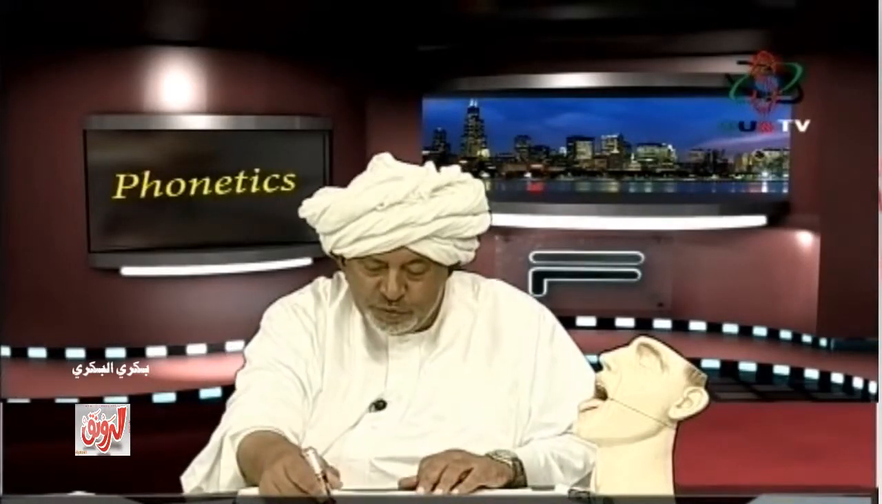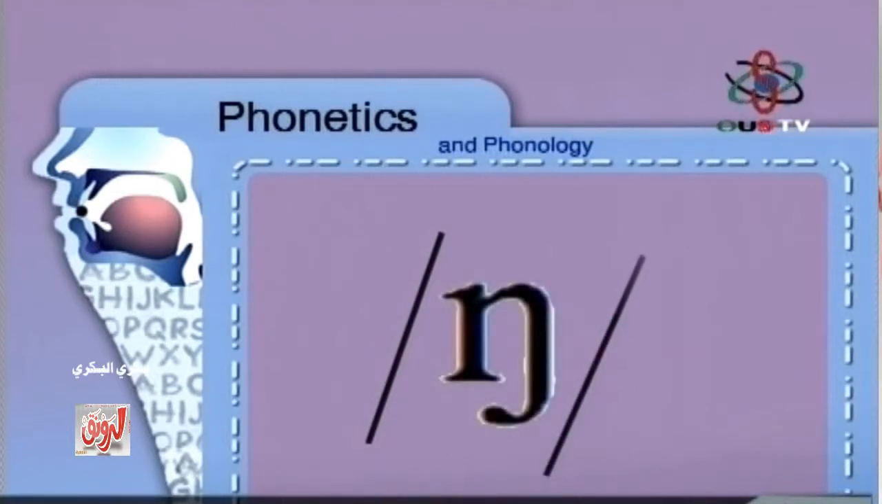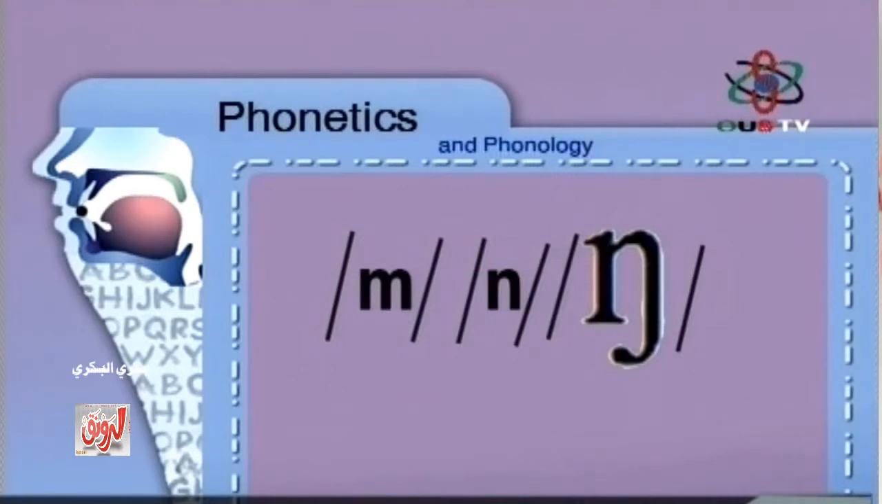The last sound, which we don't have in Arabic, is called ng. Like king, the last sound in the word king, or ring, or in the word finger, or in the word English. This sound, again, the back of the tongue is at the velum. The place is the velum, so the sound is a velar sound. This is an alveolar sound. And the ma is, as we said, the bilabial sound. These are the 3 nasals in English.